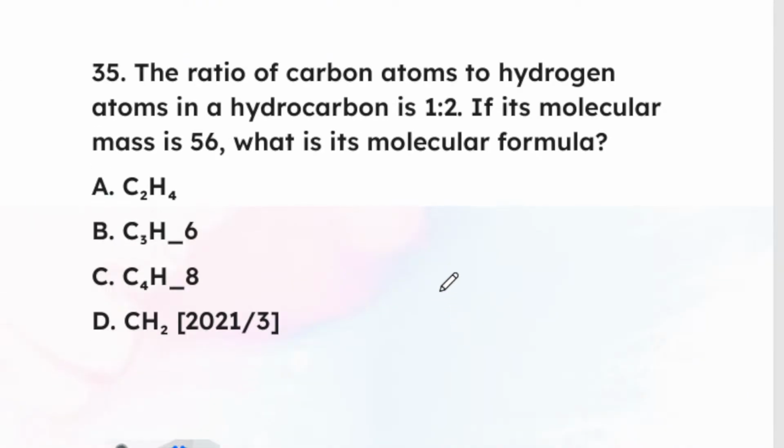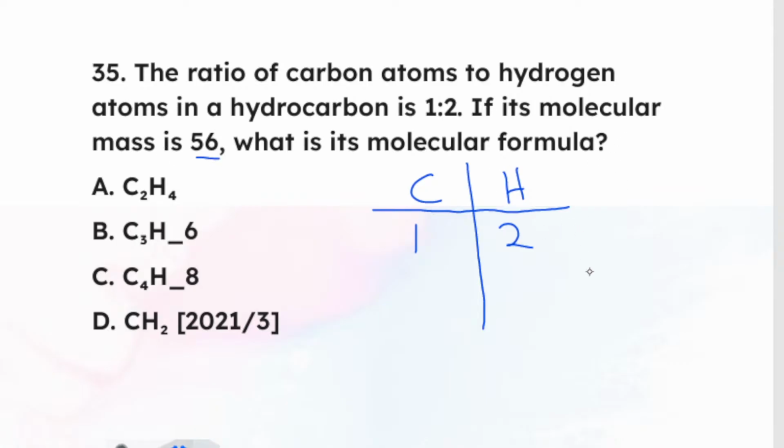Right. Now we have another question on ratios. It says the ratio of carbon atoms to hydrogen atoms in a hydrocarbon is this, right? So they gave us the ratio. If I put this in a table, just so that it's easy to visualize, 1 and 2, right? And they did tell us that the molecular mass is 56, right?